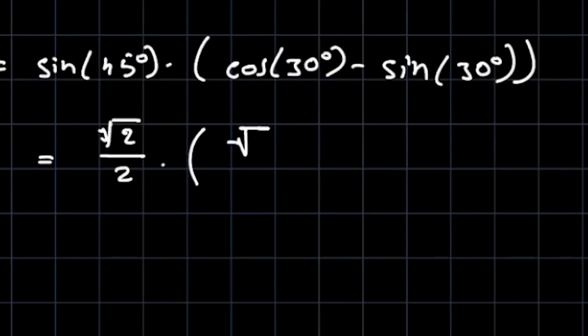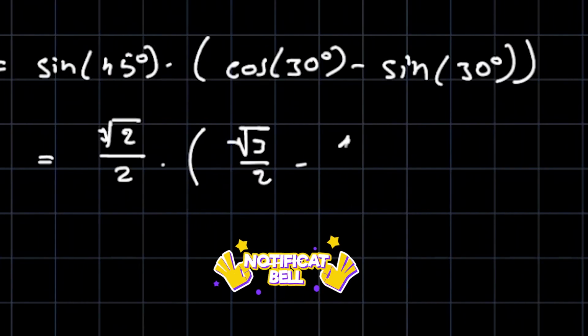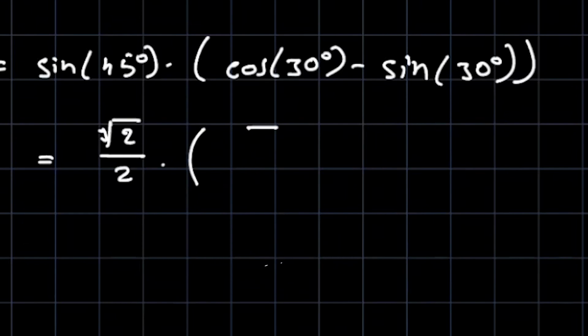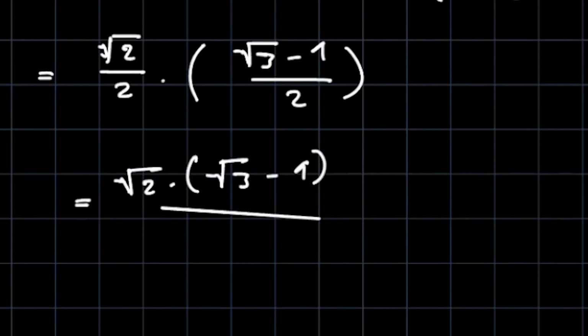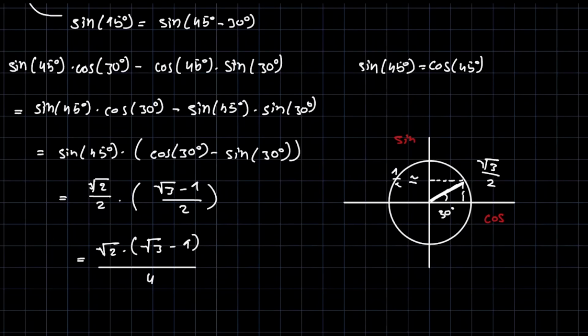So here we have root of 3 over 2 minus 1 half. They both have a common denominator, so I can simplify this: root of 3 minus 1 over 2. And this is multiplication, so I'm going to have root of 2 distributed across root of 3 minus 1 over 2 times 2, which is going to be 4 in the denominator. And that would be my final answer.